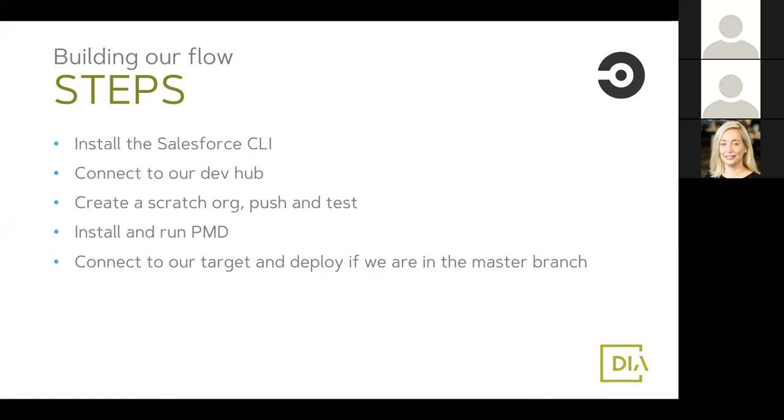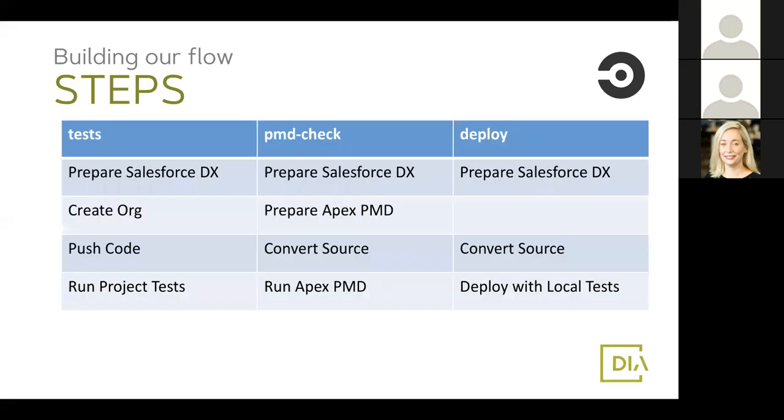So what I'm going to do in these steps is I will definitely need the Salesforce CLI, because that's not in the CircleCI containers. I need to connect to my Dev Hub, which is the org that authenticates me against Salesforce DX for Salesforce DX usage. I need a scratch org indeed, and I want to push and test in there. I will need an installation of Apex PMD and run the tests. And I finally have to connect to the target and deploy if we are in the master branch.